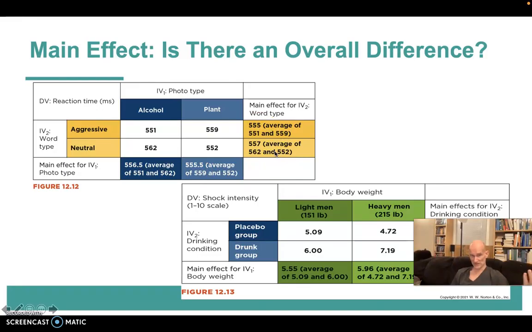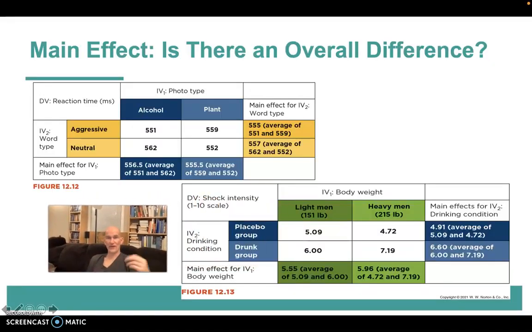are the main effects. Right, so as you can see, the main effect of photo type is 1 millisecond, that's nothing. And the main effect of word type is 2 milliseconds, which is also nothing, right? So there was no significant main effect of photo type on reaction time, and there was also no significant main effect of word type on reaction time.